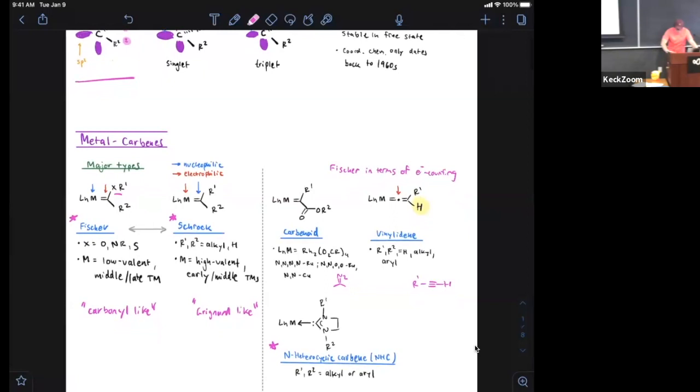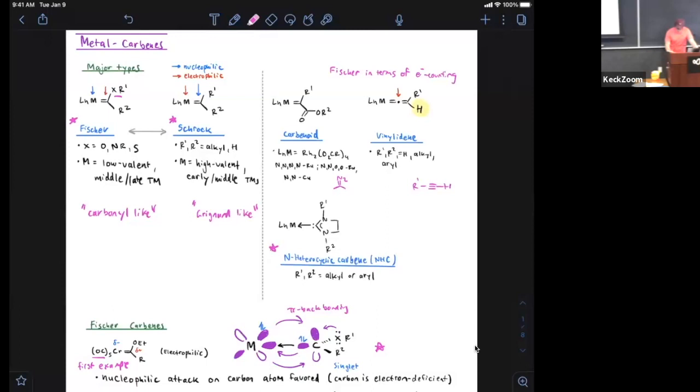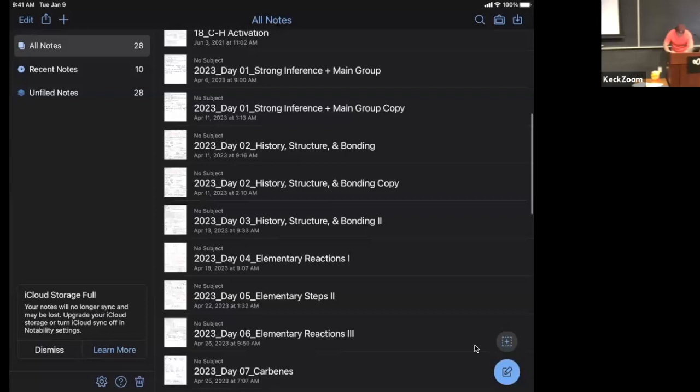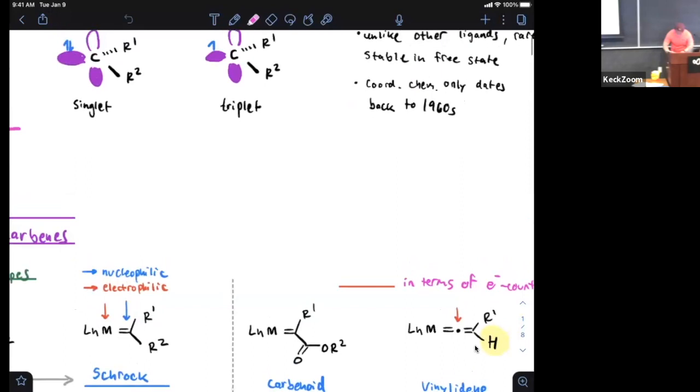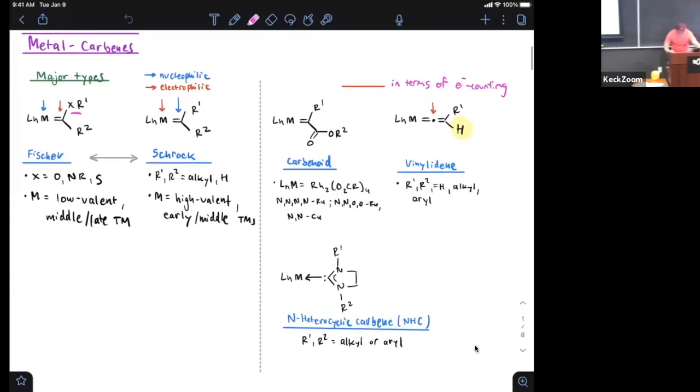So there are two general flavors of carbenes that are, let me make sure I have the right, pulled up the wrong note set. But it's similar, okay.